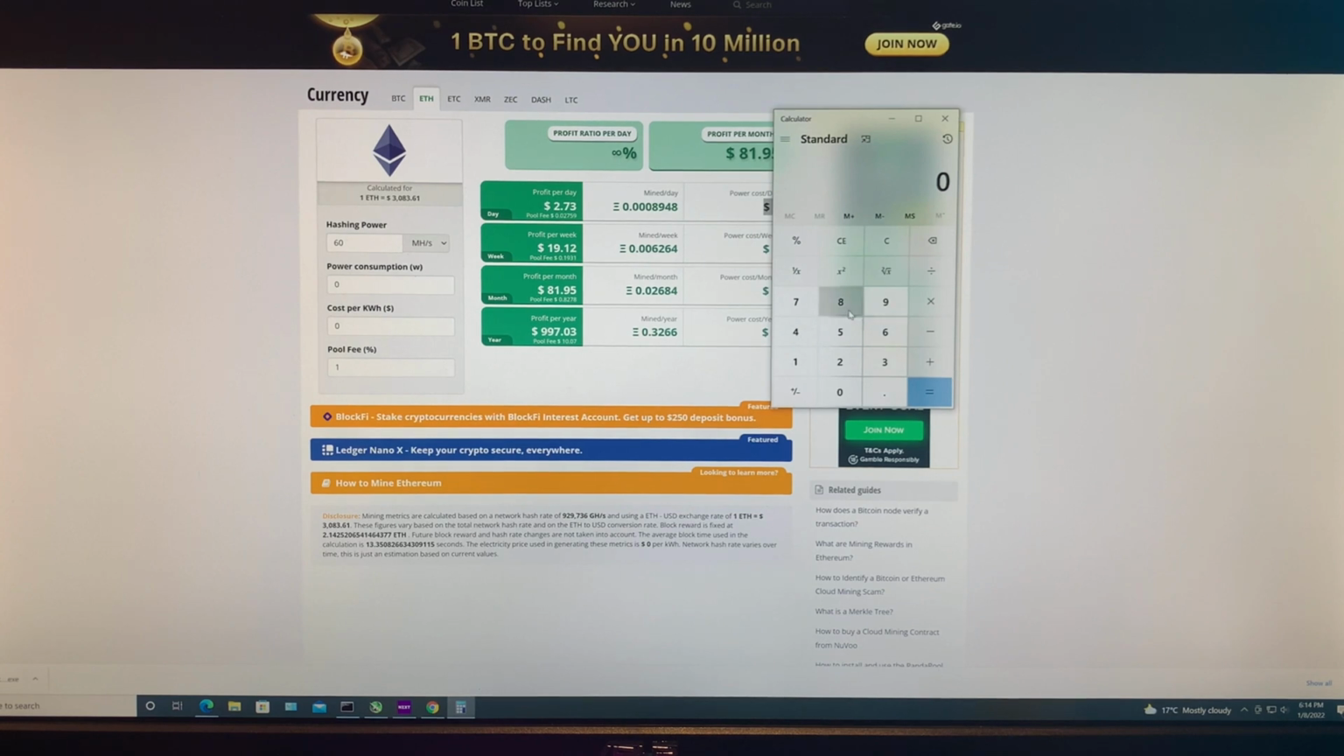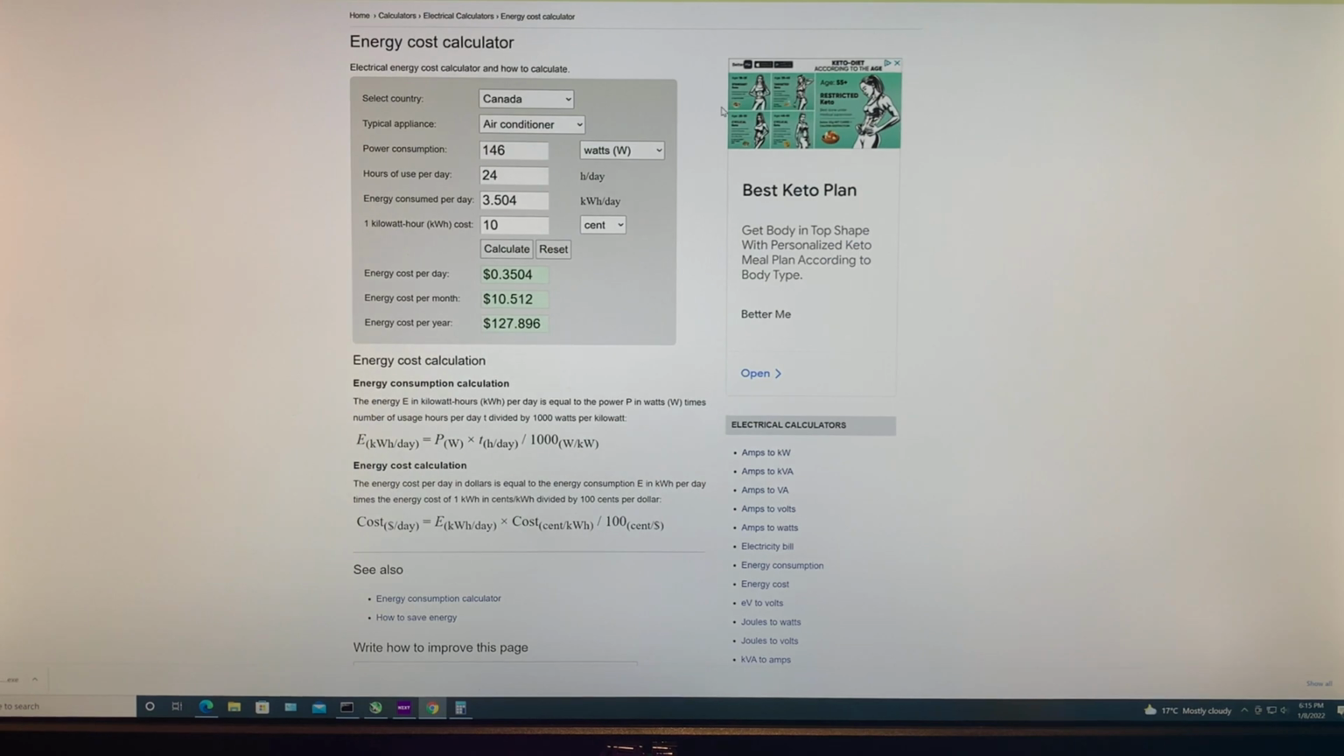So we're going to take our 81.95, and we're going to convert it into Canadian dollars approximately. And this exchange rate's always going up and down. I'm just taking a 1.25 exchange rate. So this one graphics card is doing about $102.43 a month. And now we have to go and calculate our electric rate.